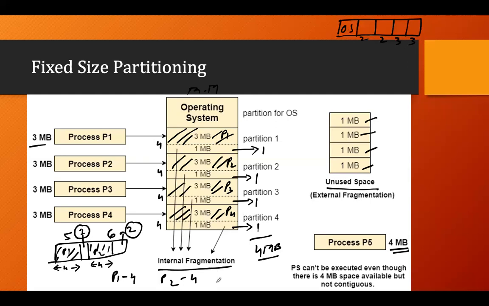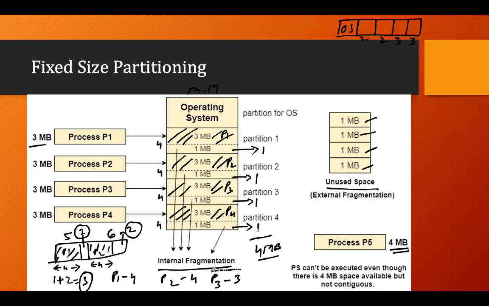Okay. Now let's assume that we have P3. It requires, let's say, 3 MB of memory. Do we have contiguous memory of 3 MB? No. But in total, I have 3 MB: 1 MB from here, 2 MB from here. I have 3 MB in total, but I don't have 3 MB in contiguous memory allocation. So, can I accommodate P3? No, I cannot accommodate P3 if I am talking about contiguous memory allocation.